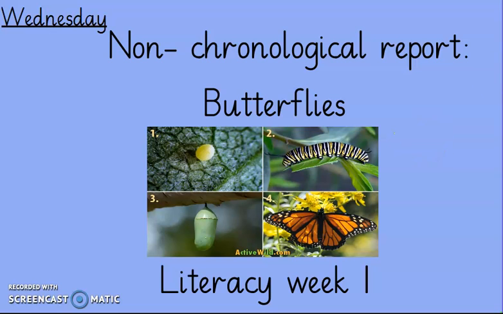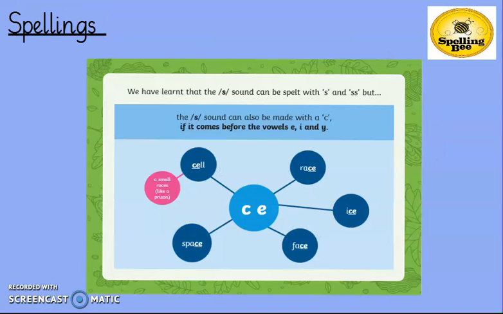Okay, so let's have a look. You'll need your literacy books in front of you and your pencils at the ready. So we've learnt that the S sound can be spelt with an S on its own or the digraph SS, but the S sound can also be made with a C. It can make a soft S sound, and the rule for that is it's only if it comes before the vowels E, I and Y.